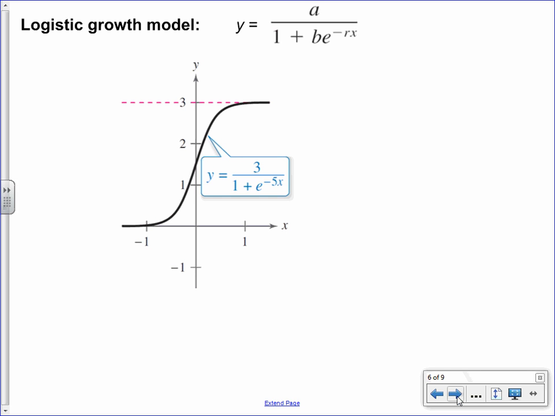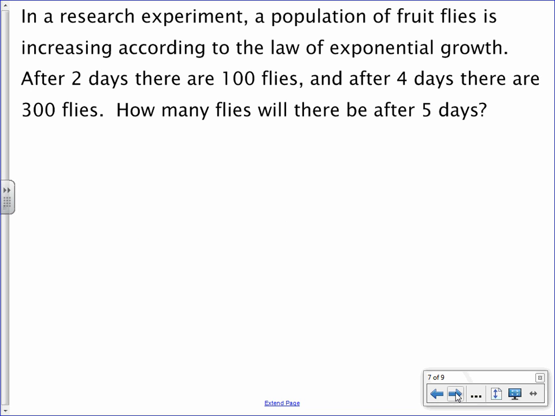Any problems we're gonna do like this, I'm gonna give you the formula and we're just going to work with it. But there are going to be some problems where we have to write our own exponential growth or exponential decay model. So we're gonna do that.